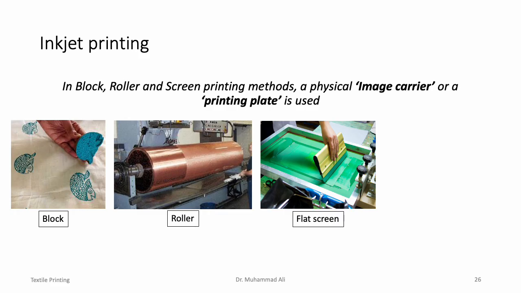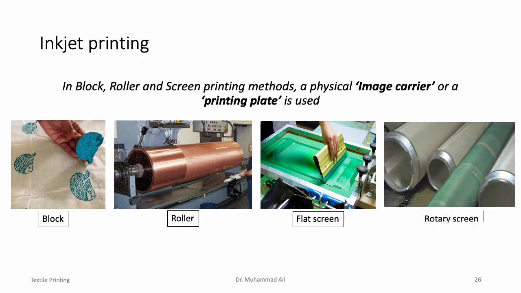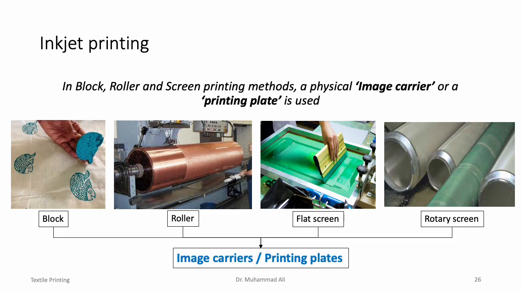In case of screen printing, it's either the flat screen or the rotary screen on which we create the image with the help of an emulsion, as you saw in the earlier slides. So the flat screen or the rotary screen is the image carrier or the printing plate in case of screen printing methods. So all these things, the block, the copper roller, the flat screen or the rotary screen, these are physical objects carrying the image. So that's called the printing plate or the image carriers.